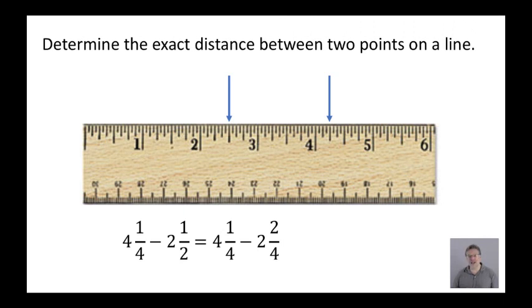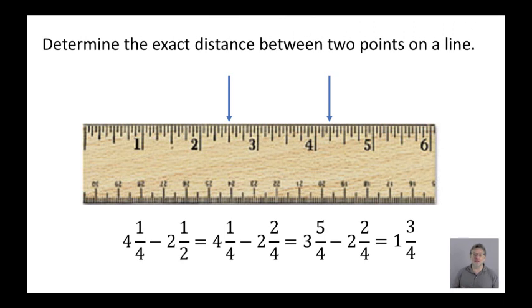And so we don't have 4 1/4. What we have now is 3 5/4. The whole number went down by 1, giving us 4 more quarters to work with, for a total now of 5/4. So now the subtraction is pretty straightforward. 3 minus 2 is 1. 5/4 minus 2/4 is 3/4. So the distance between those two locations is simply 1 3/4.